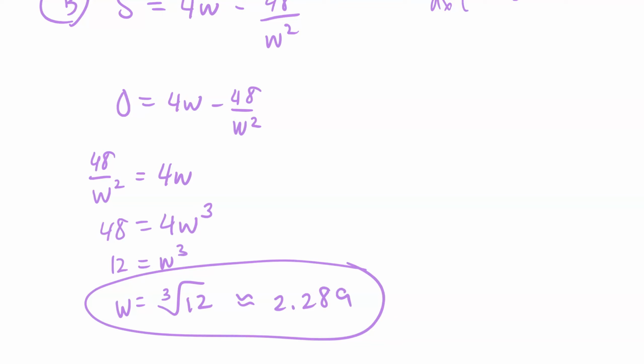Alright, so that's B, and then C is to actually find the surface area. So just plug this into the equation that we found before. Everything's in terms of width, right? 2W squared plus 48 over W. Remember, that was our equation for surface area. That was part A. Now that we have the width that minimizes the surface area, we can plug that in and find what the actual surface area is.